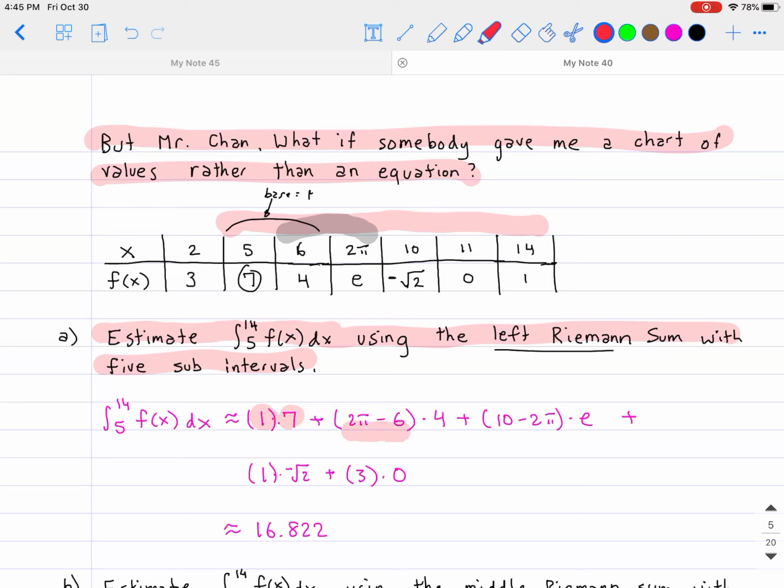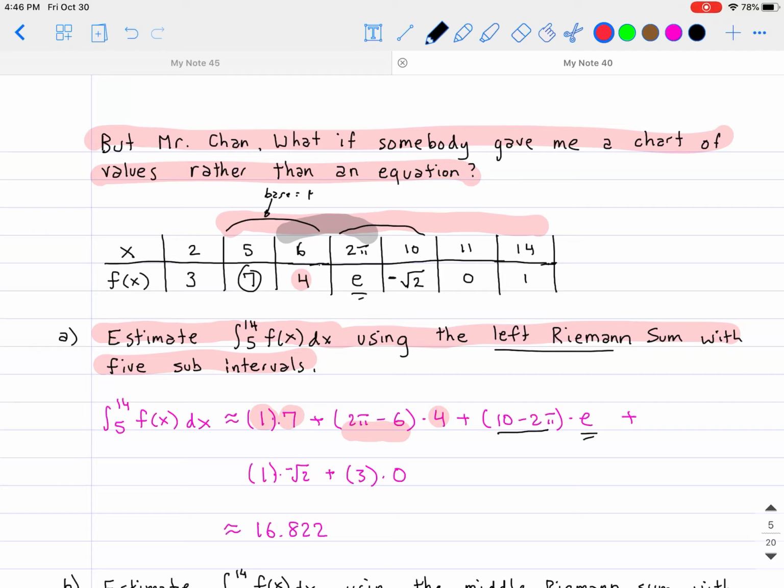This time around, I'm going to look at the next interval, which is from 6 to 2 pi. So the base is going to be 2 pi minus 6, multiplied by the height that's on the left-hand side, which is the 4. Then we'll do the same for the next one over here.